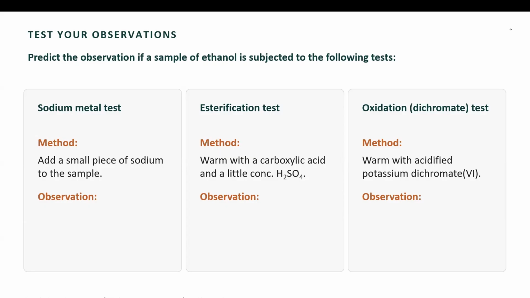Then the next one, oxidation, dichromate test. Quickly. Somebody else, unmute yourself. Who else is in SS3 there? Warm with acidified potassium dichromate. Quickly, somebody. Let's finish up and go and rest. What is happening? Yeah, go on. I think it will change color.